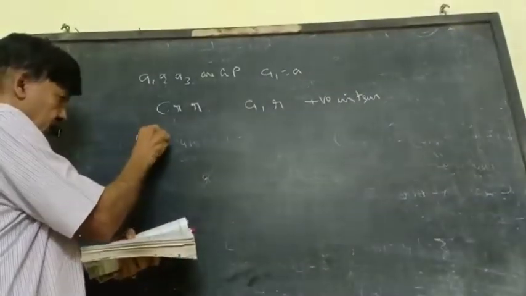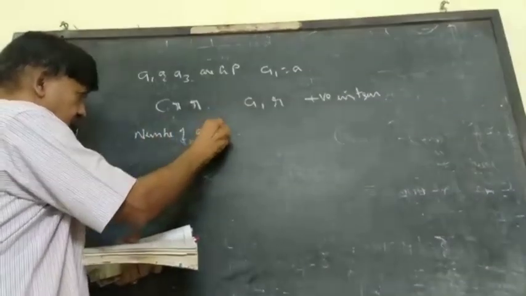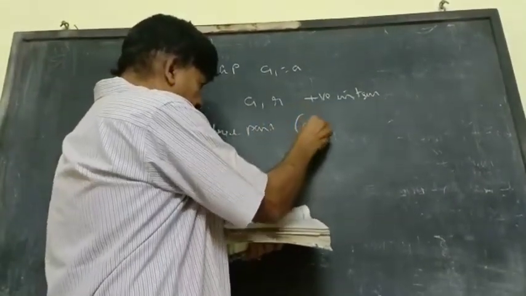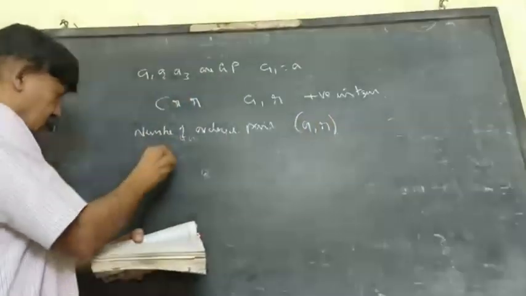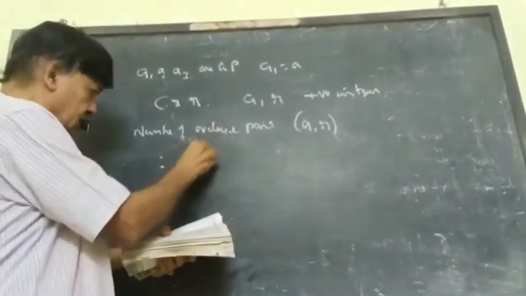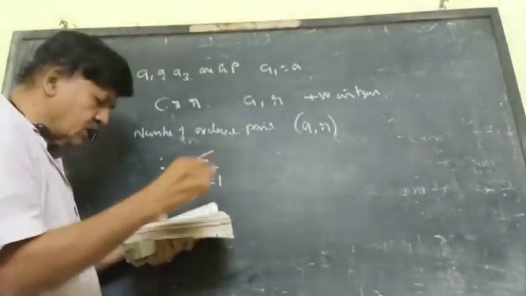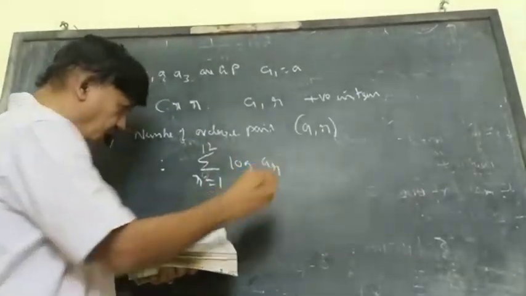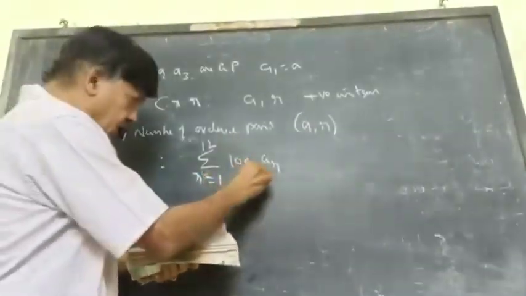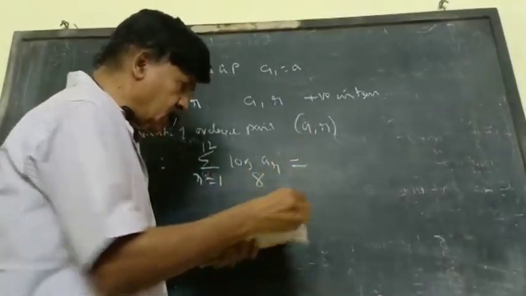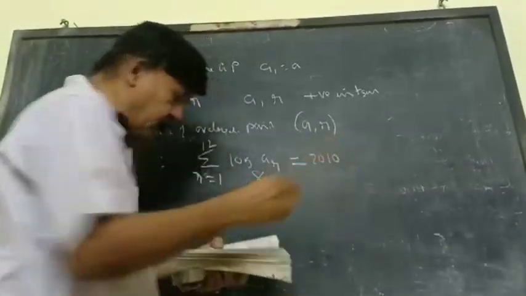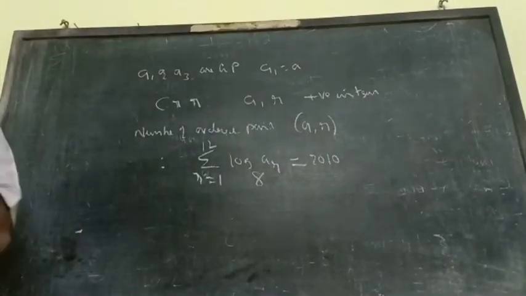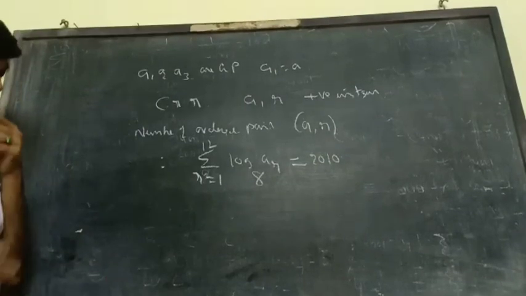Number of ordered pairs A comma R such that the sum, for R equal to 1 to 12, of log AR to base 8 is equal to 2010. Log AR to base 8 is equal to 2010. So this is a very good question.